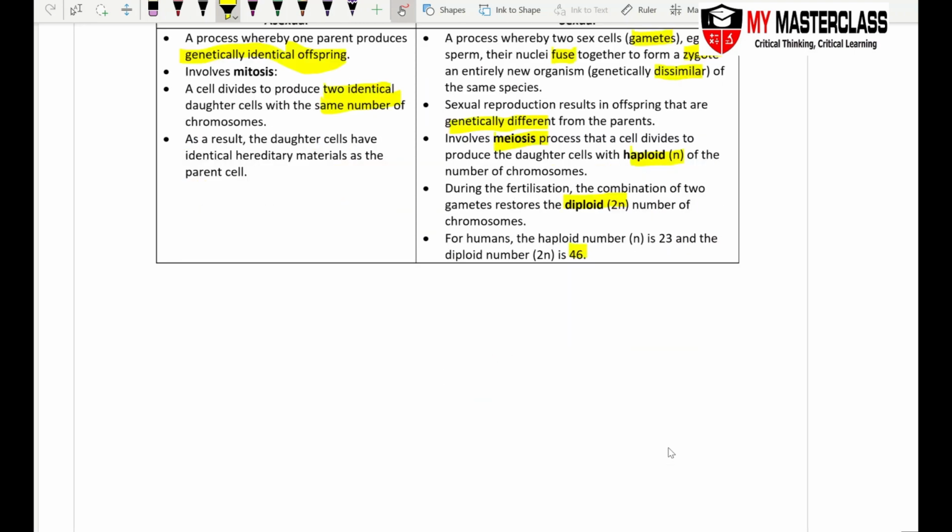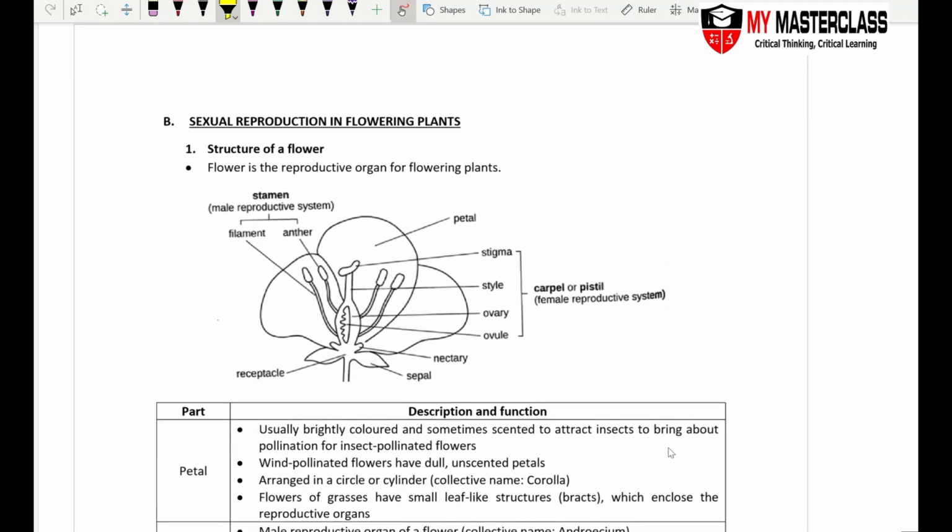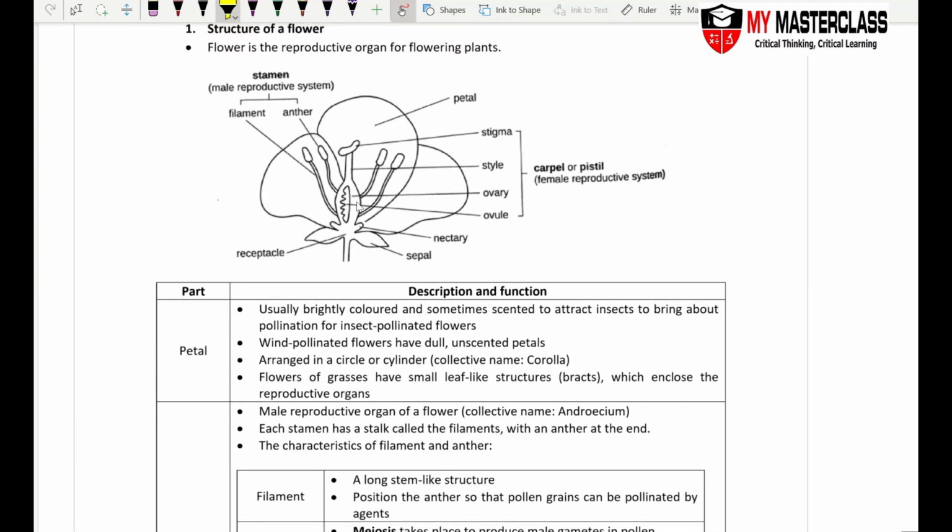Okay, so moving on, you have got the different parts of the plant, all of which you must be able to identify. So you can see that this is a petal. So this is more for insect pollinated flowers. Okay, insect pollinated flowers need to attract insects. So it has to be brightly colored. Sometimes it has got nice scents, like for example, roses, to bring the insects into the flower itself.